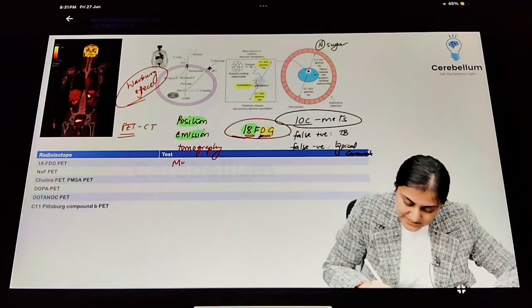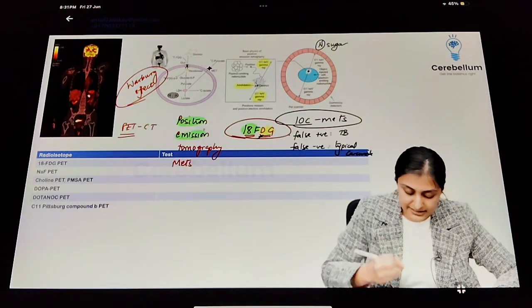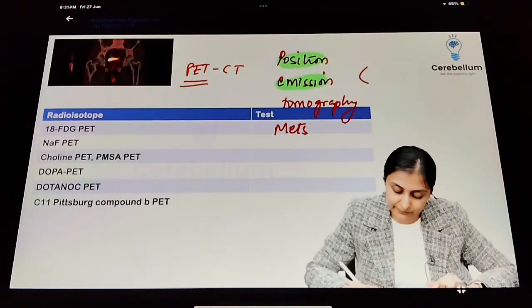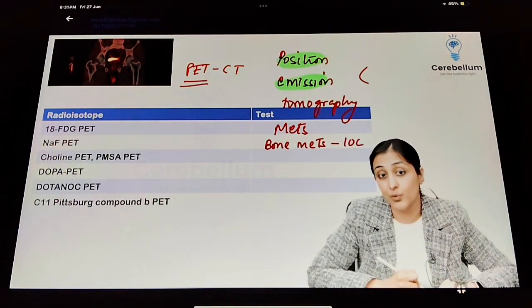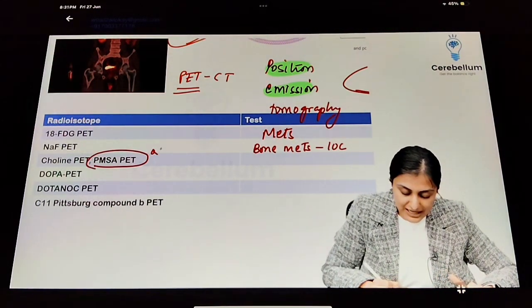So 18-FDG PET, we said, is the investigation of choice for metastasis. There are a few special PETs you should be knowing about. So sodium fluoride PET is particularly useful for bone metastasis. It's the investigation of choice for bone metastasis. This is an FMG question, last year question.